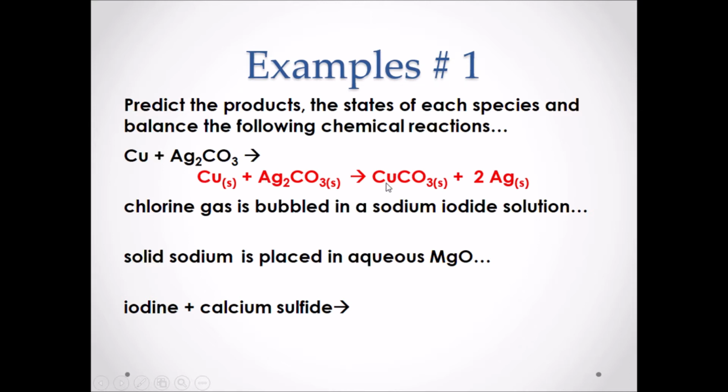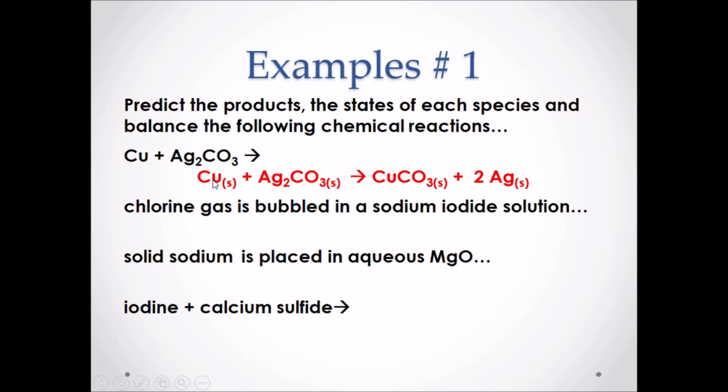We are then going to form the compound CuCO3. To do that, we have to use the zero-sum rule. Copper has a charge of +2, and CO3 has a charge of -2. So when we swap and drop and then simplify the charges, we are left with CuCO3. And then finally, silver was displaced. It is not a diatomic atom, so it is just silver by itself.